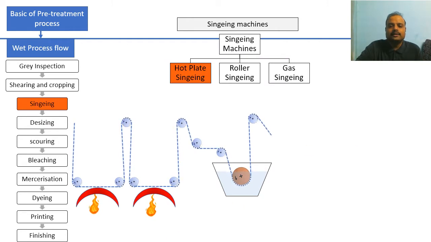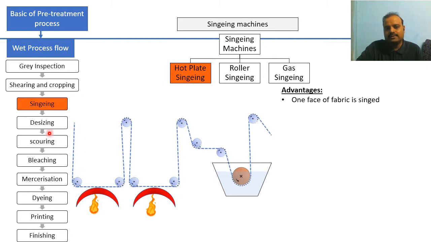Let's understand the advantages and disadvantages of a hot plate singeing machine. Advantages are: one face of the fabric is singed. You can see over here, if this is a fabric, the left side of the fabric is constantly singed, right? You can see over here. That means one face of the fabric is singed in this machine.